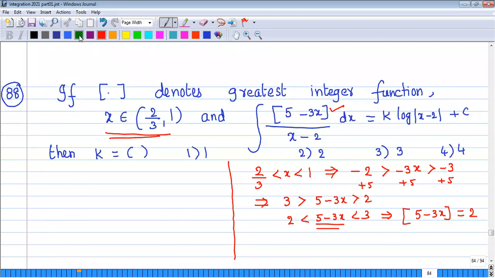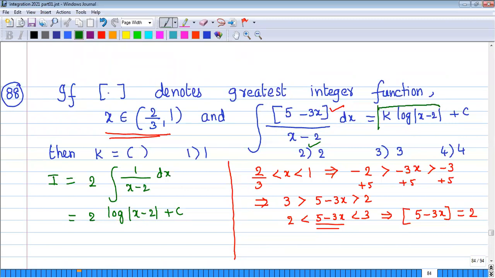That's why now this can be written as the integral of 2 by x minus 2. 2 common, integral of 1 upon x minus 2 dx. So now directly we can write the k value. Here k is 2. The answer is 2, second option only. But let us do it: 2 times log mod x minus 2 plus c. Comparing with this one, in the place of k we have 2. So therefore k is equal to 2. Second option is the right option.